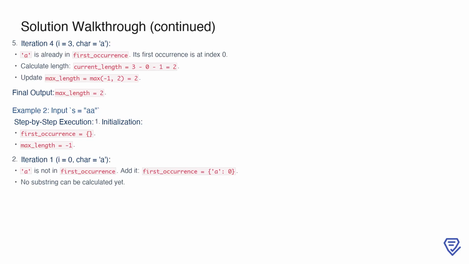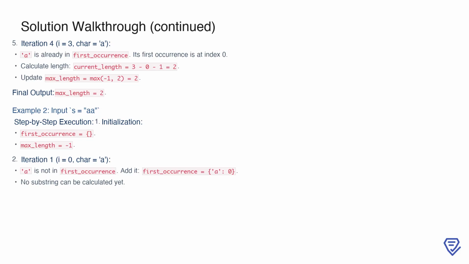We then update max_length to the maximum of its current value and current_length, resulting in max_length equals max(-1, 2) equals 2. This gives us the largest substring length for this example. The final output for the input s equals "abca" is therefore max_length equals 2.